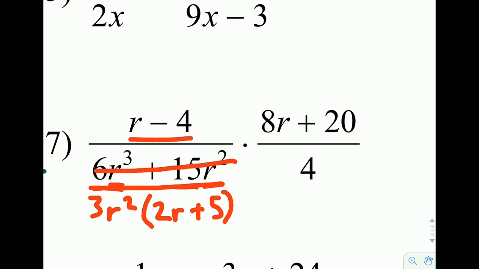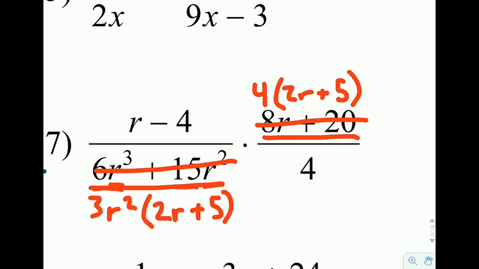Up on top here, this is addition and subtraction as well, but r minus 4 is fully reduced. There's nothing you can factor out. Over here, 8r and 20, I know that they're both even, so they're both divisible by 2 at least, and in fact if you keep dividing they are divisible by 4. So if I factor out a 4, 8 divided by 4 is 2, and then we have our r. 20 divided by 4 is 5, so I have 2r plus 5 right there, and that is as reduced as it gets, and I cross out my original.